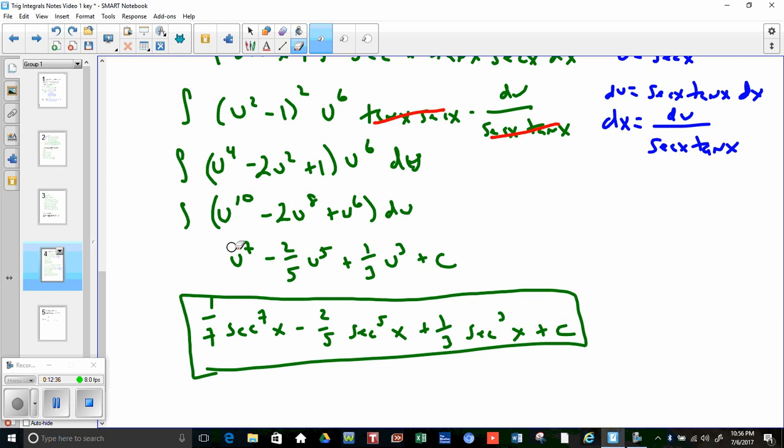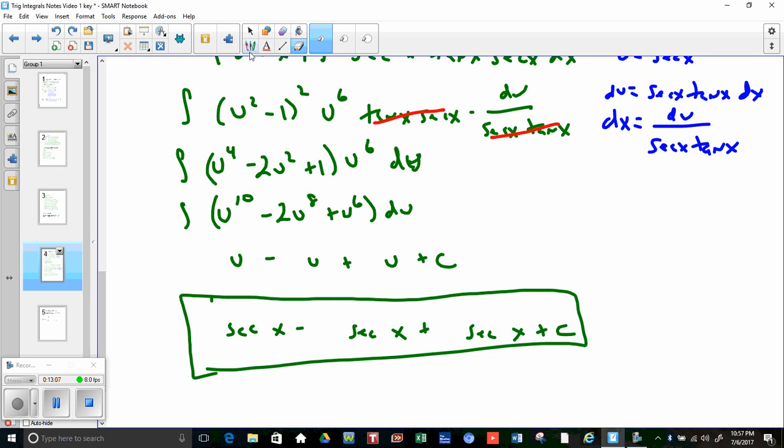So this will be different. That'll be different. And this will be different, which of course is going to change these. We'll fill all this stuff back in here in a second with the correct coefficients and powers of secant. Really the only thing I got right was the plus c.